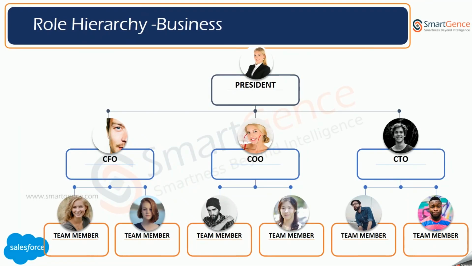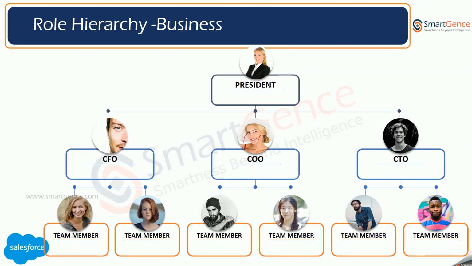Similarly, in a business scenario, there will be the company's president. Under the president, there will be the CFO, COO, and CTO. Under the CFO there may be some team members, under the COO there may be team members, and under the CTO there may be a few team members. This is how a role hierarchy would work in a business model, and based on the business model, we'll set up the same in Salesforce as well.